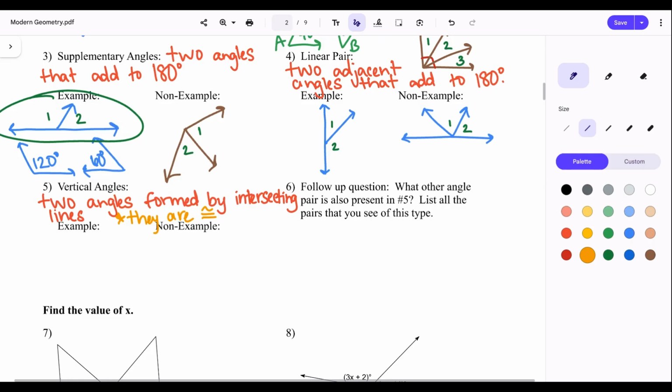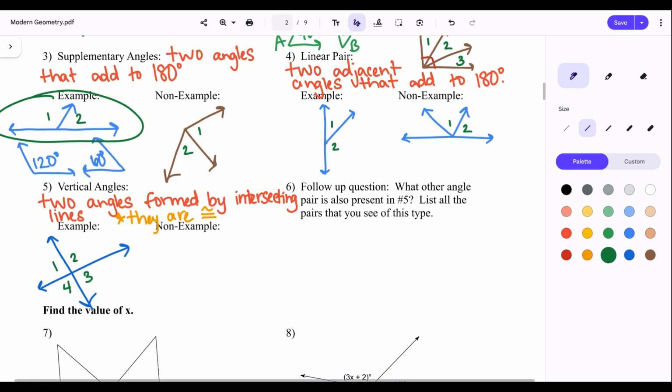So when we see a picture like this one, where we have 2 lines that cross and make an X, all right? There's going to be vertical angles in here that start to show up. So I'm going to number these 1, 2, 3, and 4.